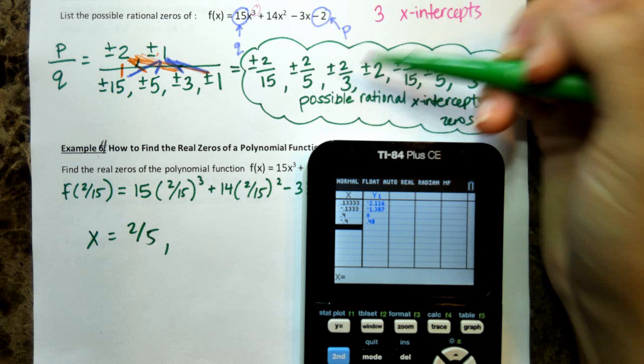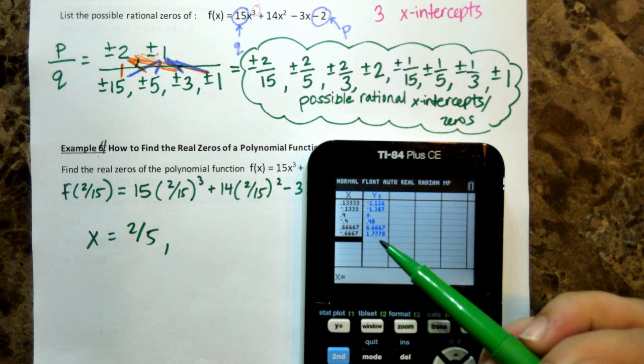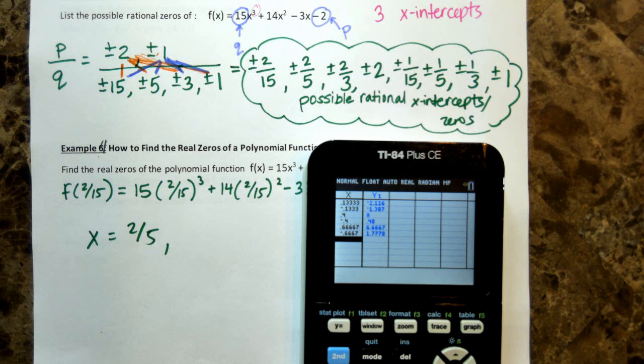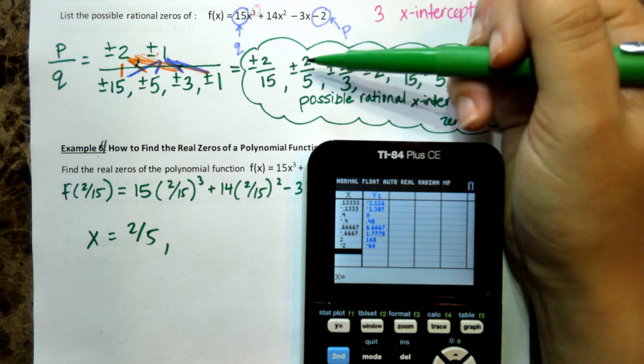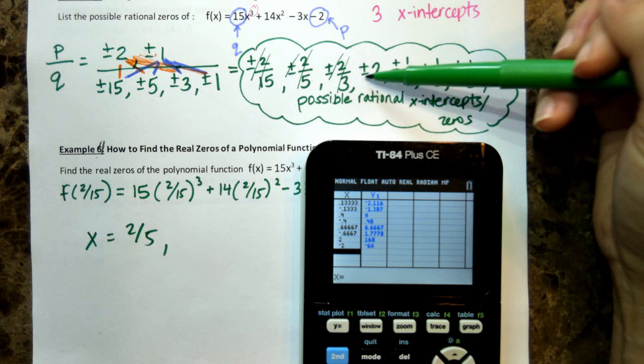Next, let's try positive 2/3. Nope. Negative 2/3. No, we didn't get a y value of 0. Positive 2. No. Let me try negative 2. That does not work either. You can kind of cross them out as you go along and try them, but those do not work.